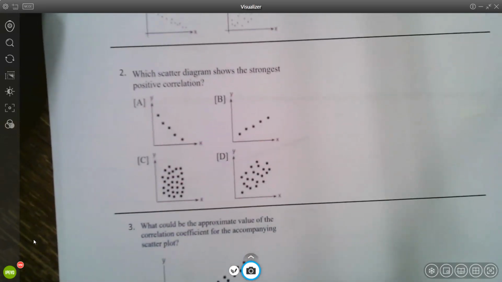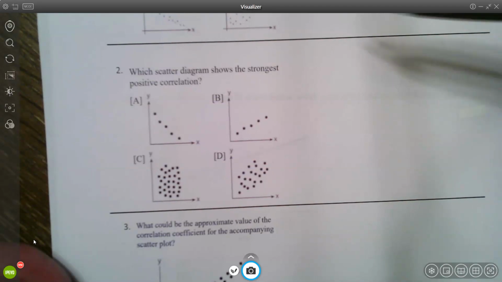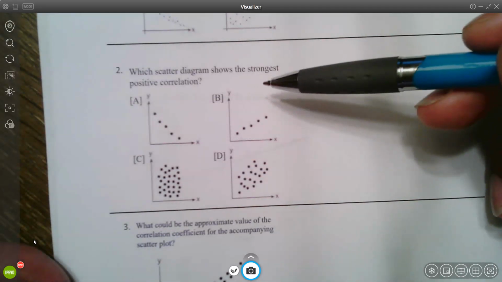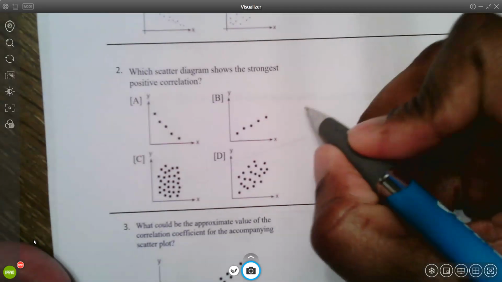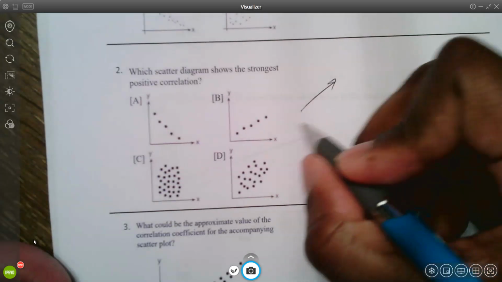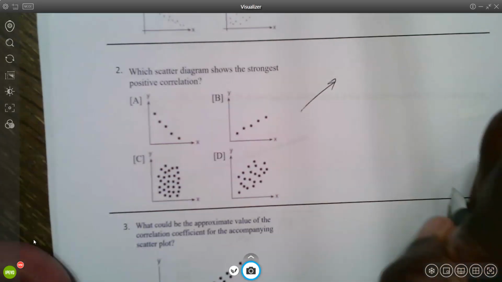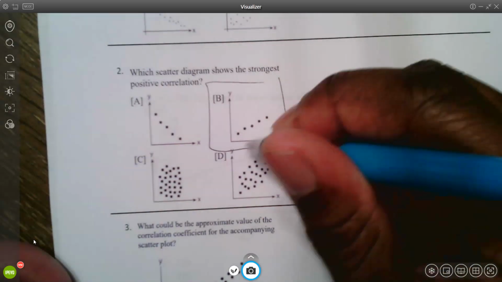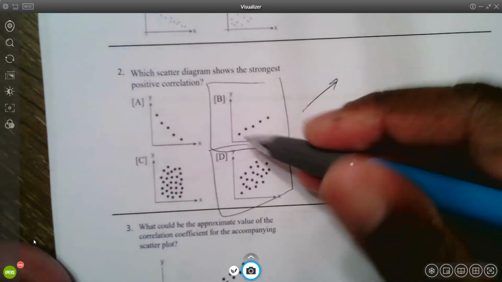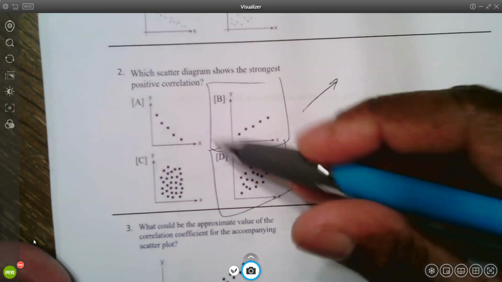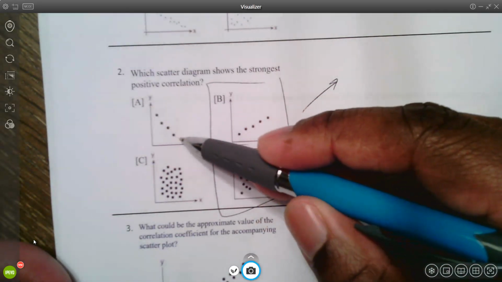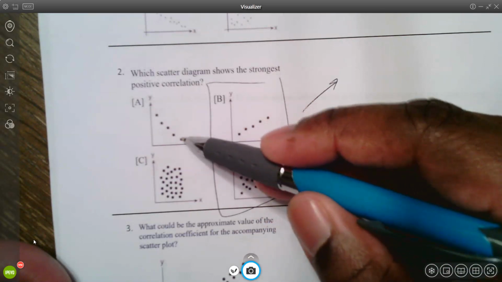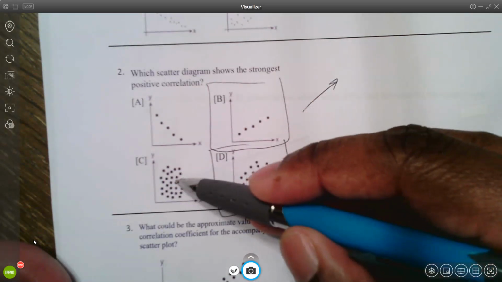Number 2 says, which scatter plot shows the strongest positive correlation? To be a positive correlation, it needs to be going upwards as you go to the right. It needs to rise as I go to the right. So that narrows it down to either this one or this one. Those are the only two that actually rise as I go to the right. This falls as I go to the right, so it's a negative correlation. And this one has no correlation.